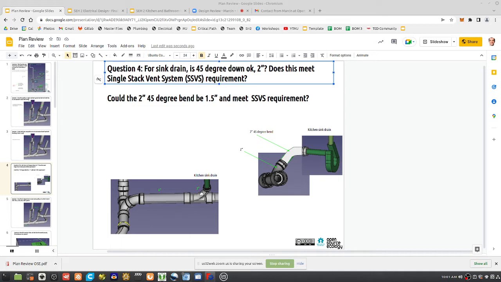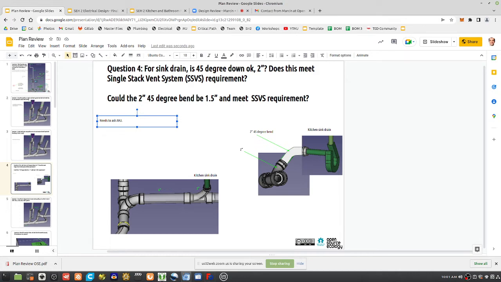Right. So again, that's something we need to ask the jurisdiction. If you look in the plumbing code, it gives us some definitions of different configurations they've come up with and how to vent them. And it limits what fixtures can be on in that particular makeup to meet that definition.